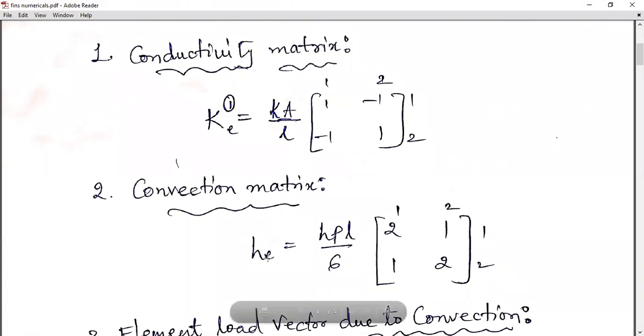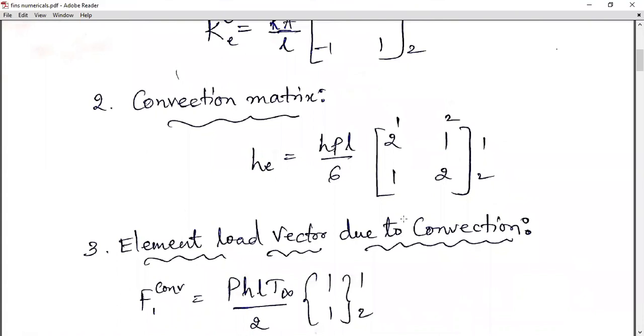Next, the convection matrix. This is very important. You are coming across h P L by 6 times [2 1; 1 2] for the first time. You have to remember this and practice this. h is the heat transfer coefficient, P is the perimeter of the surface, and L is the length of the object. This final expression of the matrix has to be remembered.